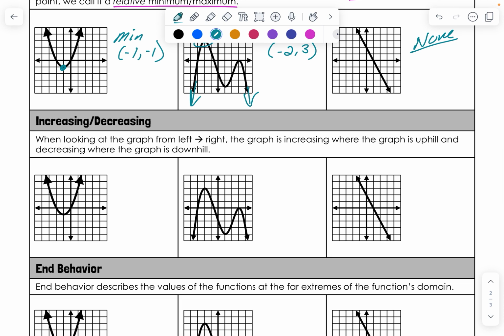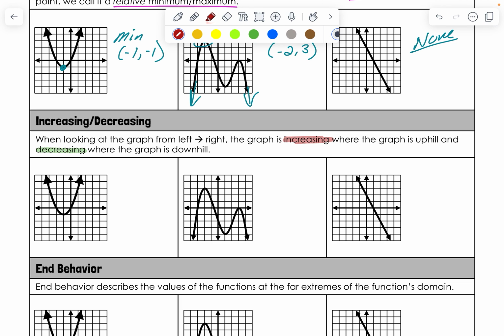Okay, increasing, decreasing. I'm going to use my highlighter again. Maybe we should use 2 different colors now. We'll do Christmassy red and green. Okay, so when looking at the graph from left to right, it's increasing when it's going up and decreasing when it's going down.